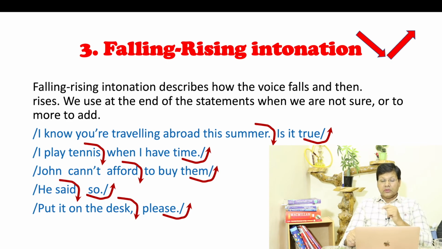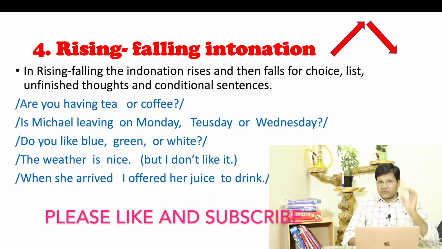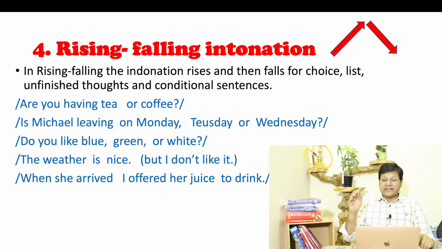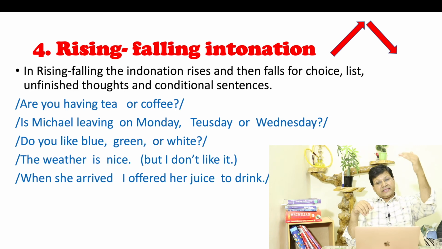Now move to the last one, that is rising falling intonation. In rising falling, the intonation rises and then falls for choices, lists, unfinished thoughts, and conditional sentences. Choices, when you have one thing or another, lists, meaning many things, unfinished thoughts, sentences not completed, and conditionals. This type of sentence has first rising, then falling.